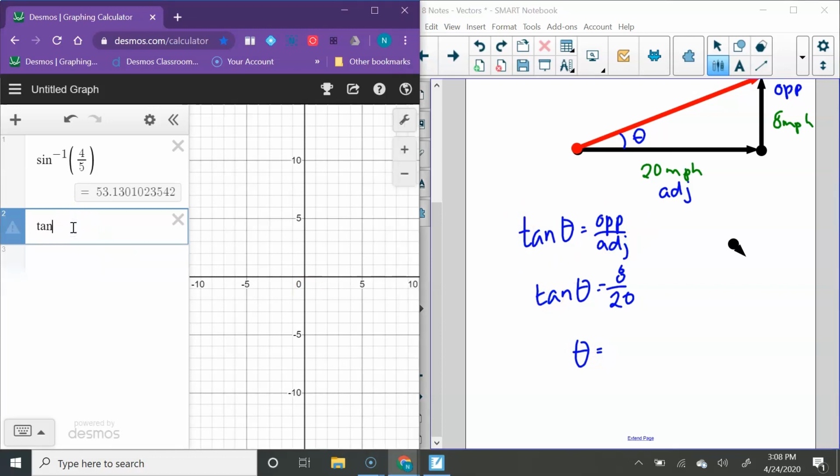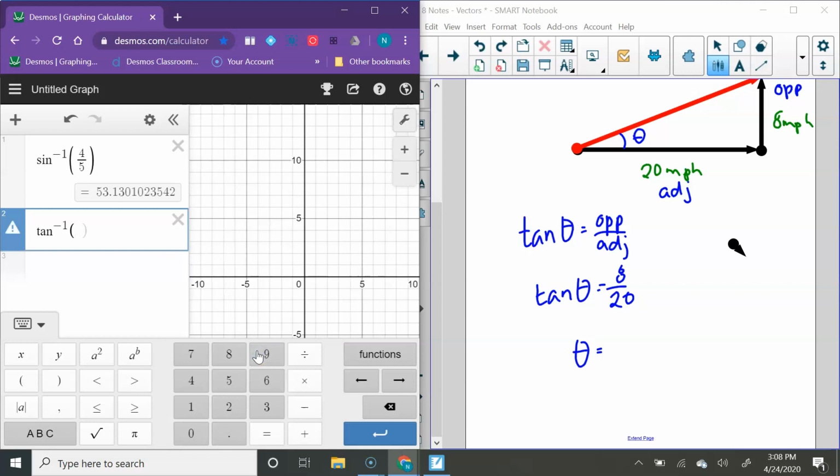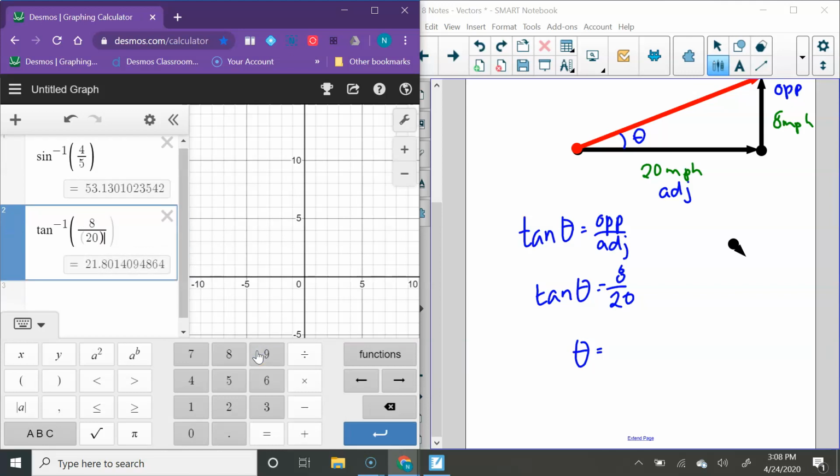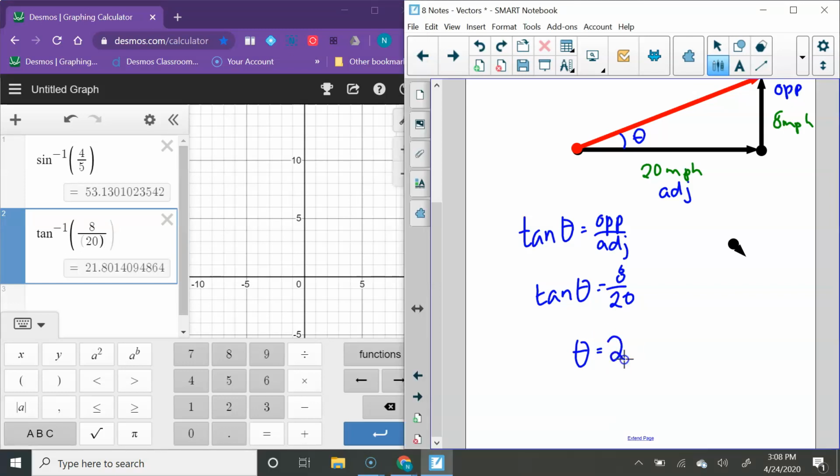So over here I'm going to do inverse tangent, and if you don't like typing that in or you're having trouble with that, the inverse trig functions are over here under functions, inverse tangent of 8 over 20. And it gives me 21.801 degrees. Okay, so that's my angle right here. Now, whenever we're talking about direction, we need to know 21.81 degrees from what. So in this case, what we would say is that's 21.81 degrees north of east.